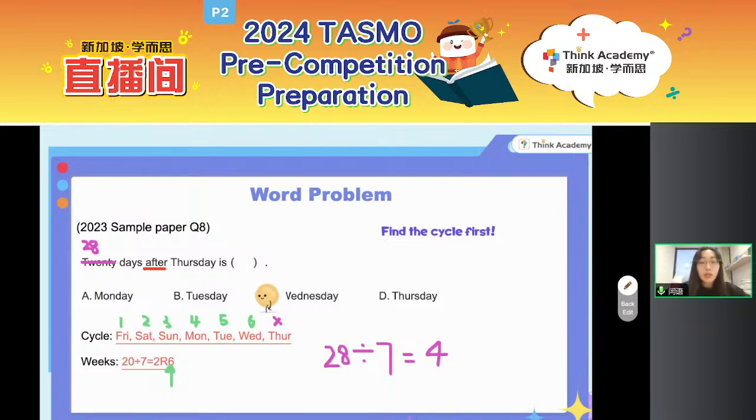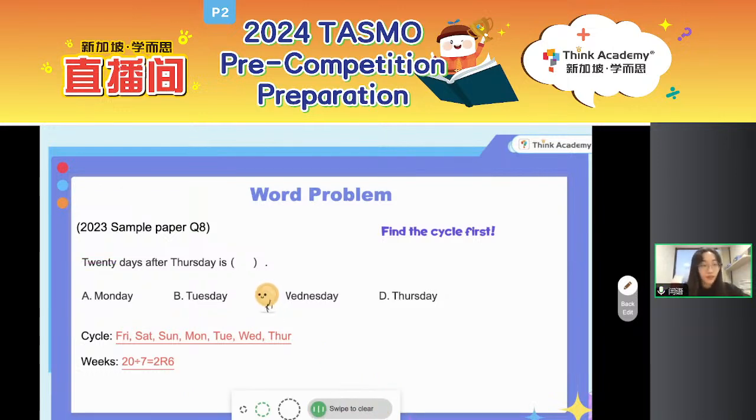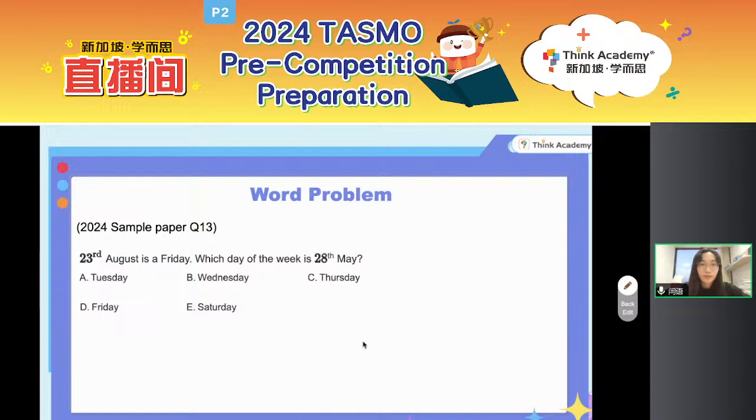So you see, the remainder will tell you the position of the last item. But the most important thing is you can find the cycle correctly, okay? If your cycle just starts from Thursday, actually, no, it's wrong, because that is for "after". How many days after that? Okay, any question? Good job.